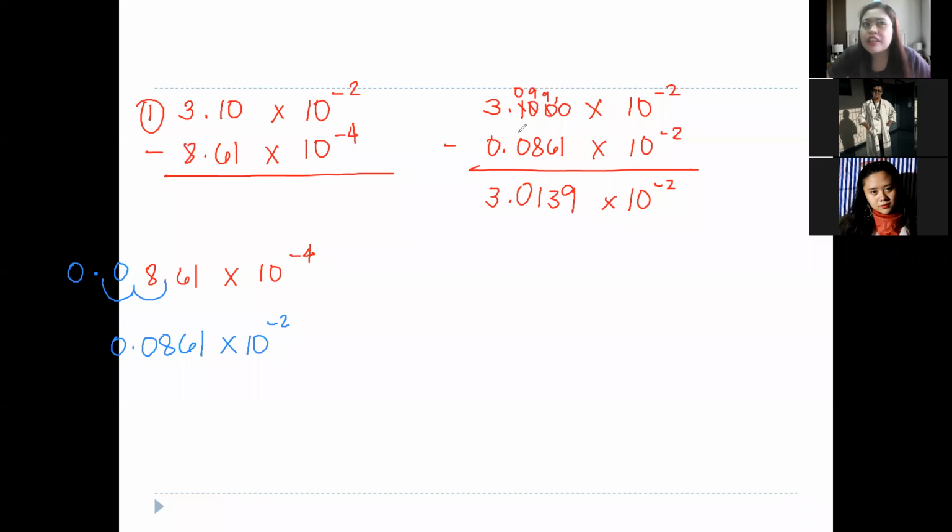It will be convenient for you to adjust the smaller number. Okay? And the larger number will be the same as is lang siya. So pag pareho na sila ng exponent, we can do the operation. You just copy the exponent and the one that you will subtract is yung capital letter N lang. Okay? And that's for subtraction. Now let's try the multiplication.